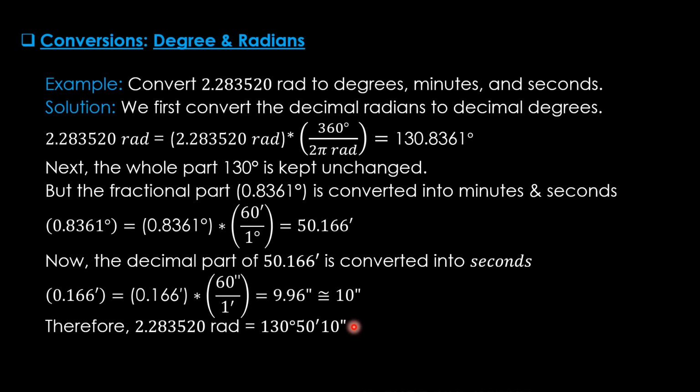So ultimately the result is 2.283520 radians equals 130 degrees, 50 minutes and 10 seconds. So this radian measure is converted into this degree, minute, second form.